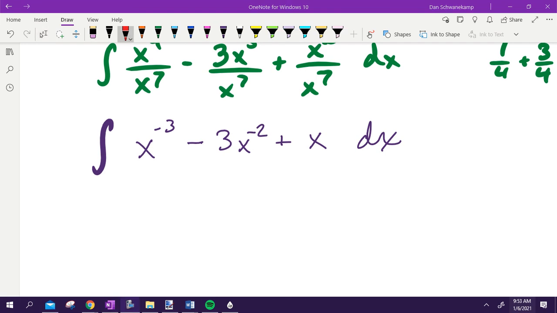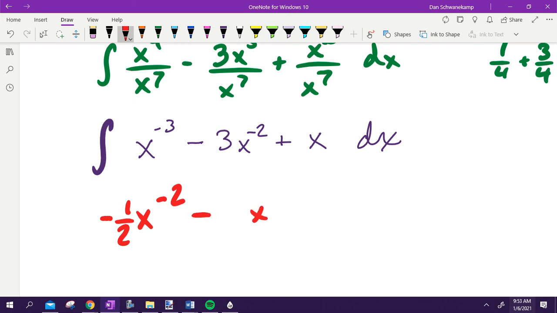Finding the antiderivative, so x to the negative 3, we're adding 1 to our exponent. So Jacob, what's my new exponent going to be? Negative what? Yep, good. Negative 2. And then I got to divide by my new exponent. So what's my new leading coefficient going to be? Perfect. Negative 1/2. He's dividing by negative 2. So it's negative 1/2.